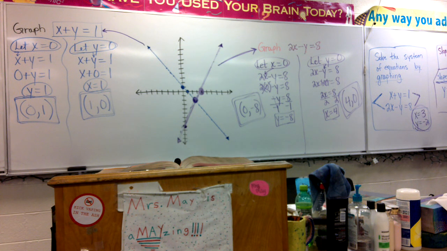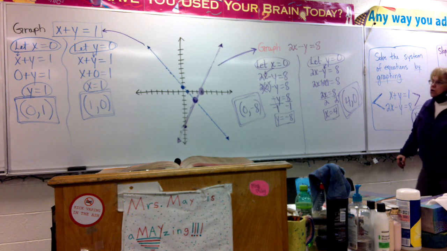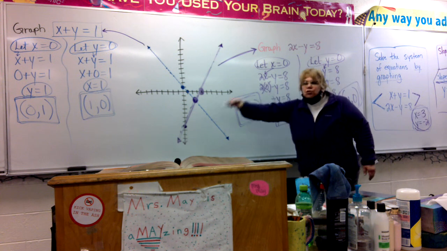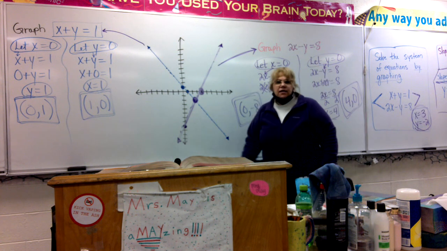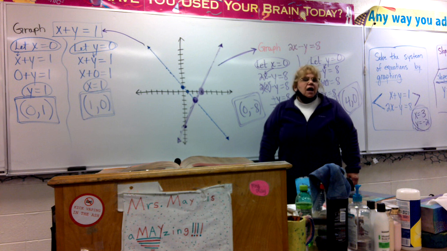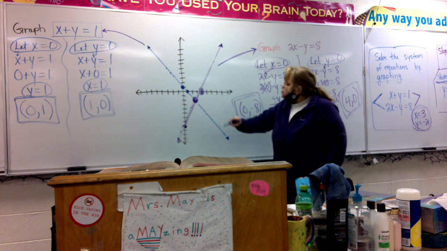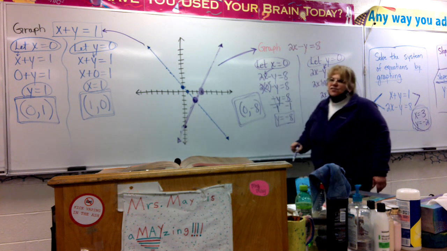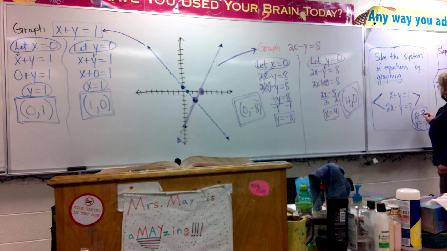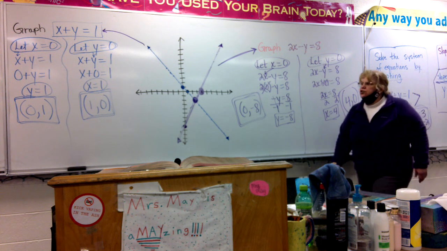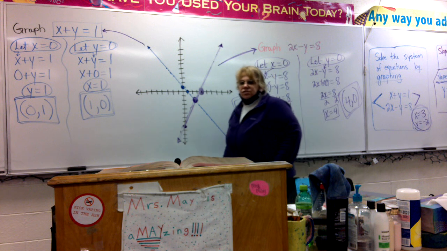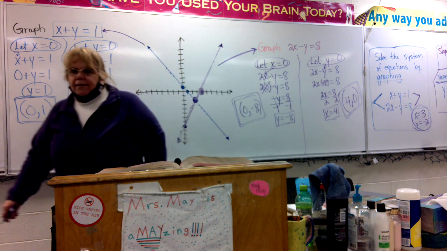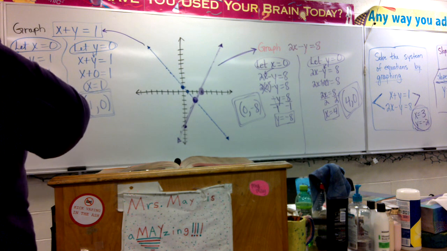So most of today's lesson you already know. All you do is graph two equations on one graph and look to see where they cross. Wherever they cross, that's your solution. Those coordinates are your solution. Does that make sense? Do you have any questions so far?